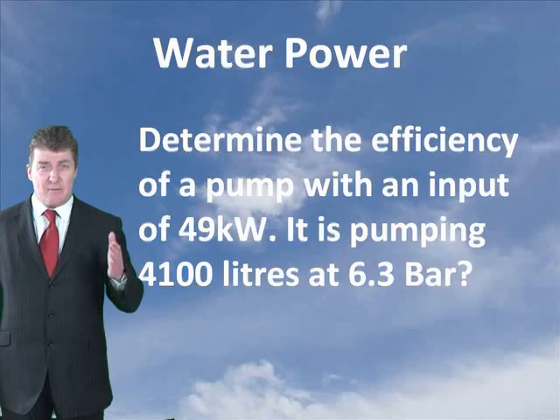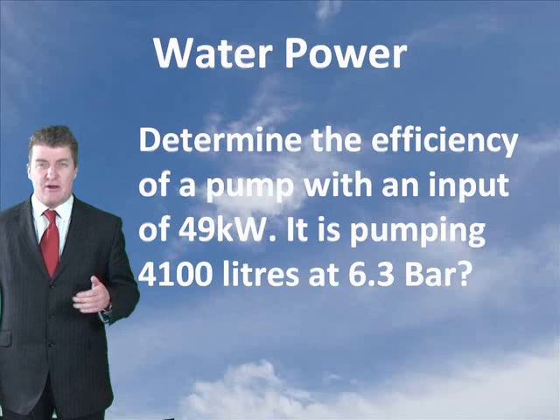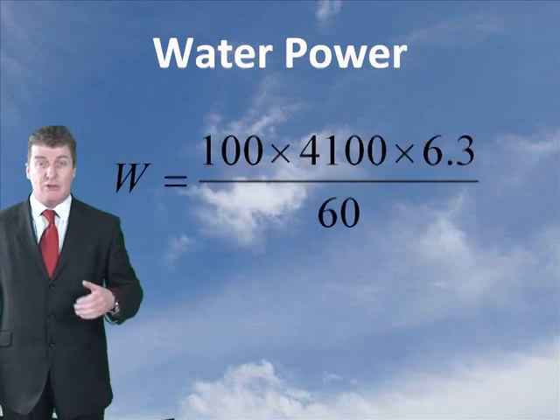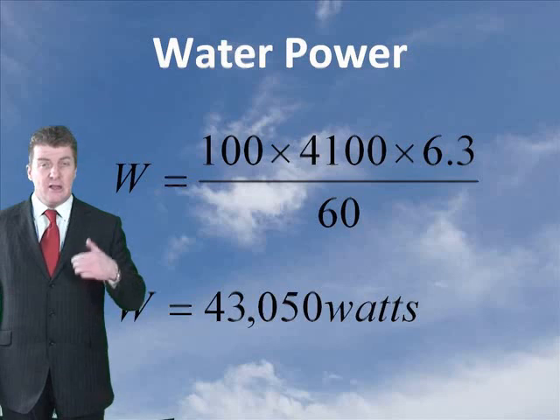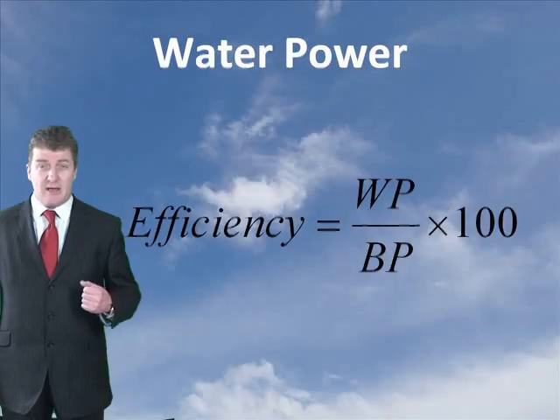Let's do another example. Determine the efficiency of a pump with an input, that's brake power, of 49 kilowatts, and it's pumping 4,100 litres a minute at 6.3 bar. Don't forget, first of all, you've got to determine the water power available using the formula here. Put in the known variables, and you get a water power of 43,050 watts.